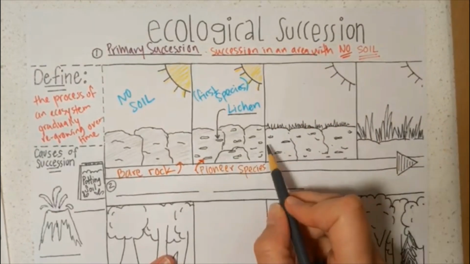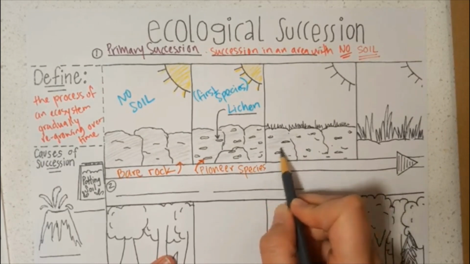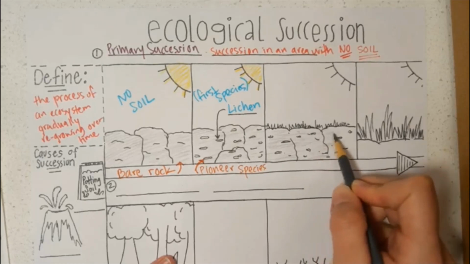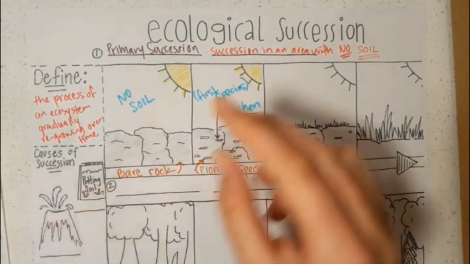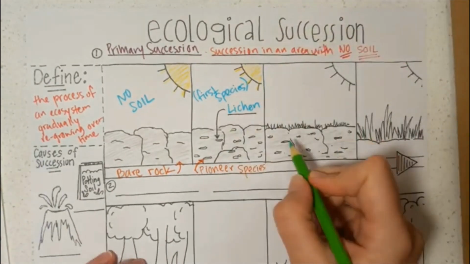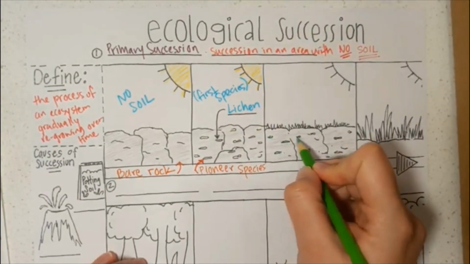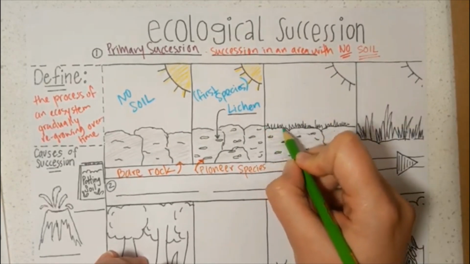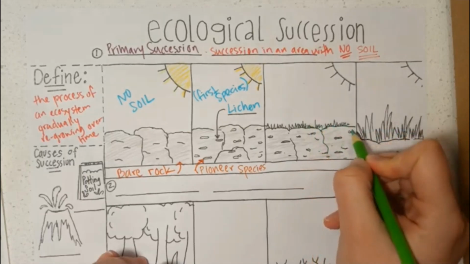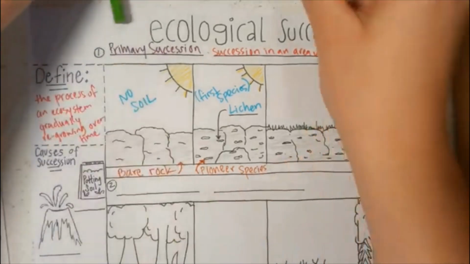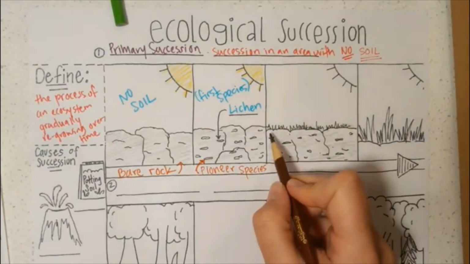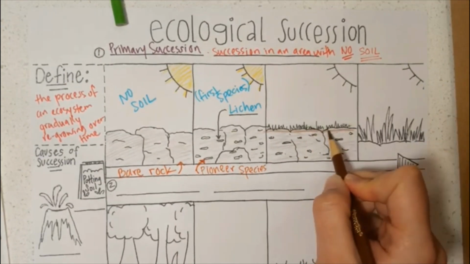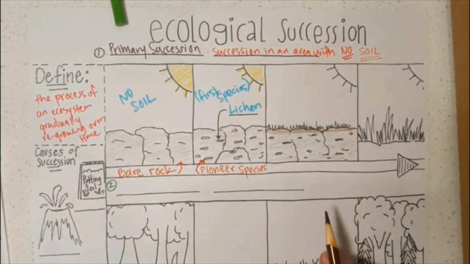Okay, after more years, we still have some bare rock, so I'm going to shade in the rock. And as you can see, we still have some lichen, so I'm going to shade in the lichen. But you may notice it's not just rocks and lichen anymore. We have some small grasses. So I'm going to take that same green and color in the grasses. And what that means is if we've got some small grasses growing, that must mean that there is some soil. So I'm going to take my brown and just do a thin layer of soil right underneath those grasses.